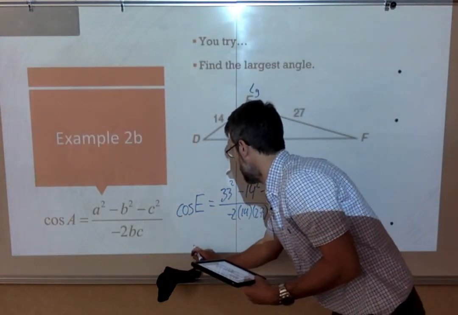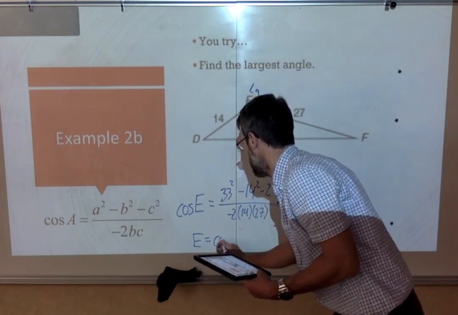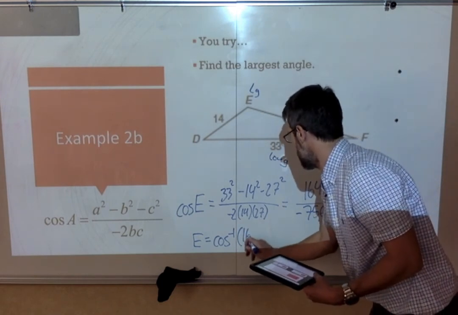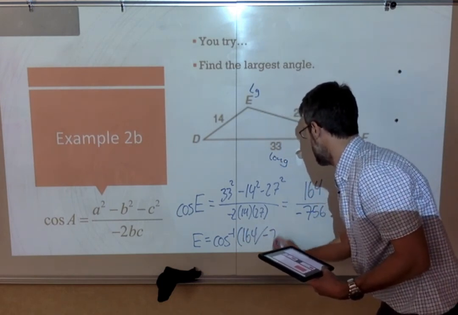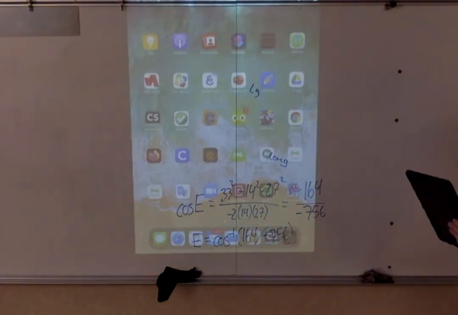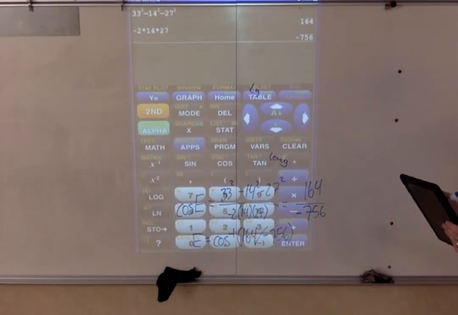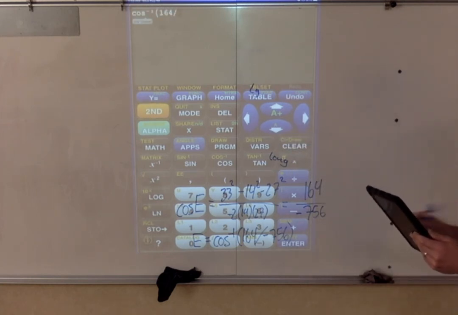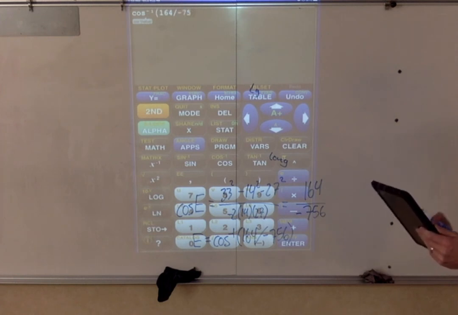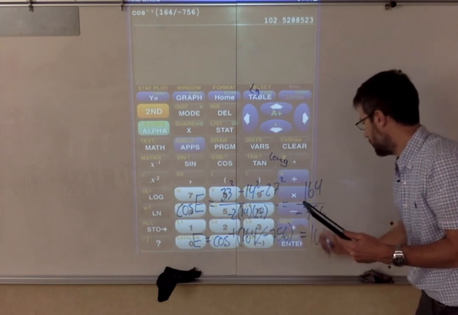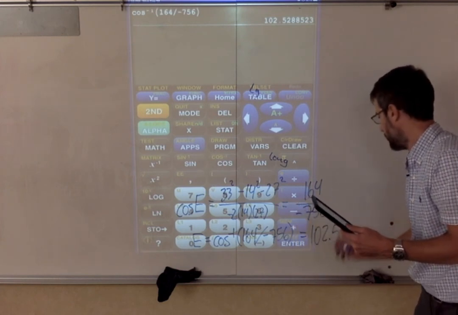So angle E is equal to inverse cosine of this. 164 divided by negative 756, just like that in the calculator. Oopsies. So second cosine for inverse cosine, because we're finding an angle measurement, so you've got to use inverse cosine, of 164 over negative 756. And boom, approximately 102.5 degrees.